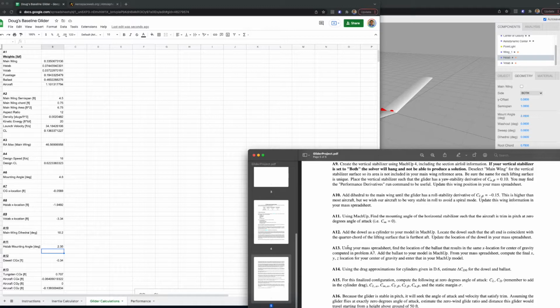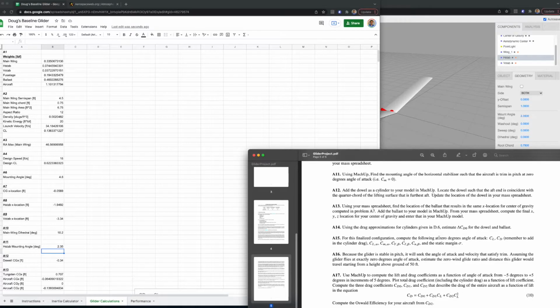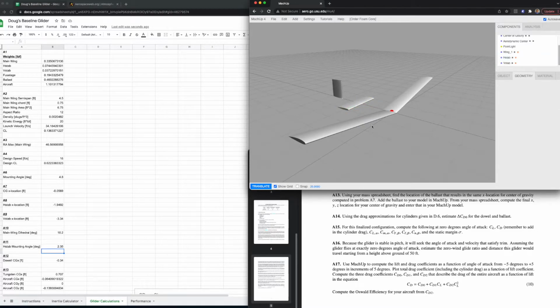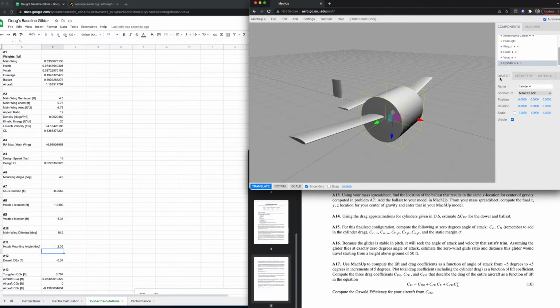A12 says add the dowel as a cylinder to your model in mockup. Locate the dowel such that the aft end is coincident with the quarter chord of the lifting surface that is furthest aft. Update the location of the dowel in your math spreadsheet. So we're going to add a dowel here. Mockup doesn't have a dowel exactly, but I can add a cylinder, and when that comes in, you can see it's in the wrong axis. I want to rotate that around the z-axis by 90 degrees. Now it's at least pointed in the correct direction.